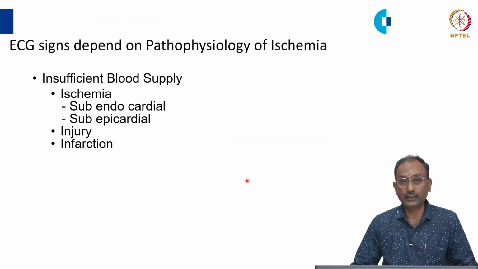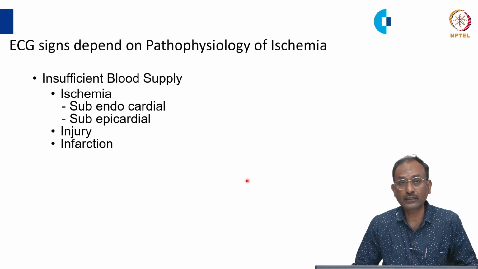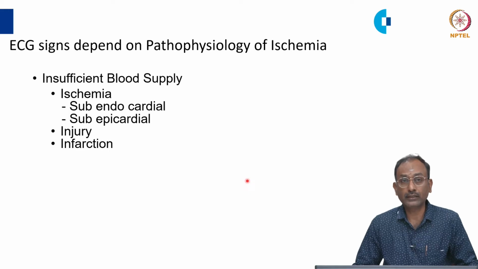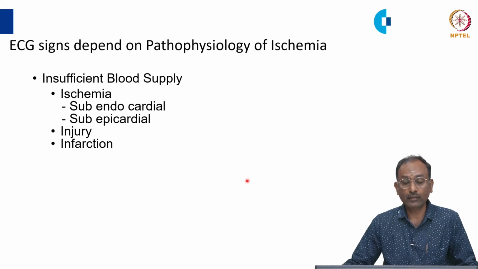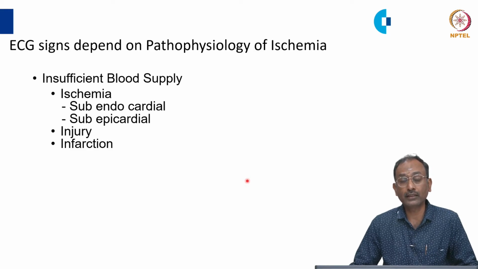So the ECG signs depend upon the pathophysiology of the ischemia. The most common pathophysiological mechanism for ischemia would be the supply demand mismatch, decreased supply or increased demand, and the most common would be decreased supply, what we call insufficient blood supply. So the ischemia can be either a subendocardial ischemia or subepicardial ischemia. The extremes of insufficient blood supply can cause injury or infarction. Understanding this is very important because the ECG changes are slightly different when there is ischemia compared to the ECG changes when there is a significant injury or an infarction.